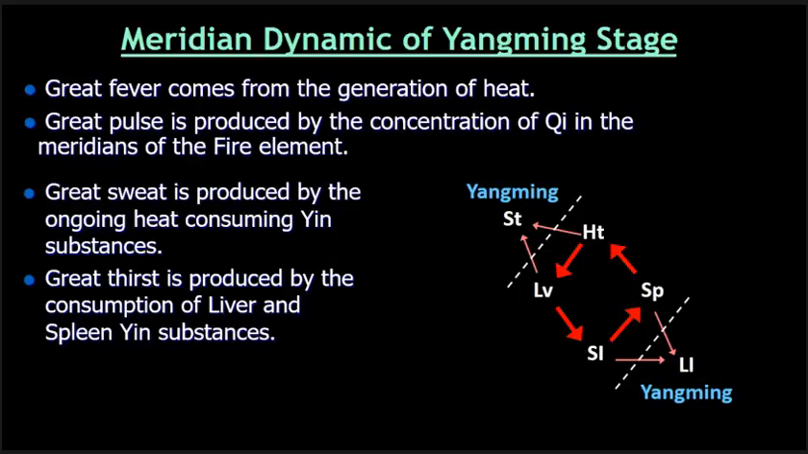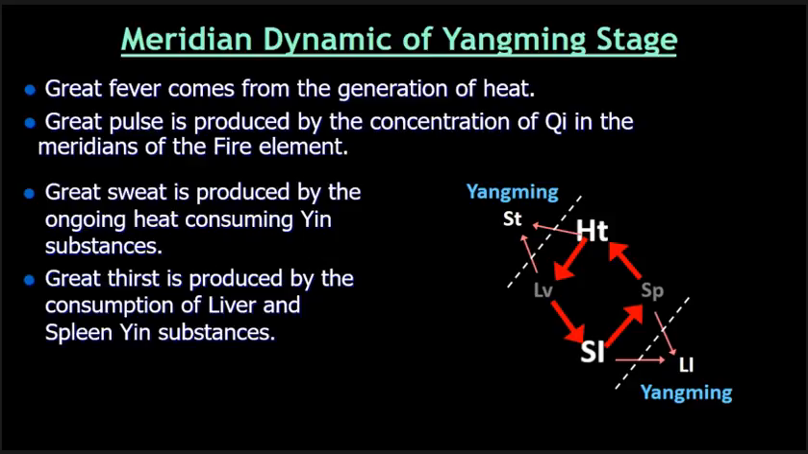So the meridian dynamic of Yangming stage. The great fever comes from the generation of heat. The great pulse is produced by the concentration of qi in the meridians of the fire element. Great sweat is produced by the ongoing heat consuming yin substances, and the great thirst is produced by the consumption of liver and spleen yin substances. So here you go, the heat's building up, liver and spleen go deficient, and then you get this hot heat that produces the great fever and the great pulse and the great sweat and the great thirst.